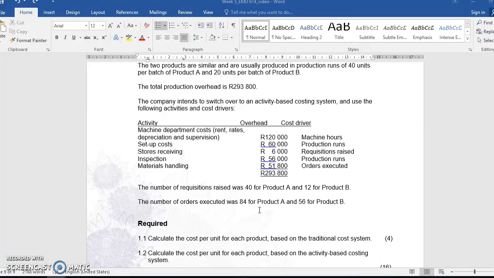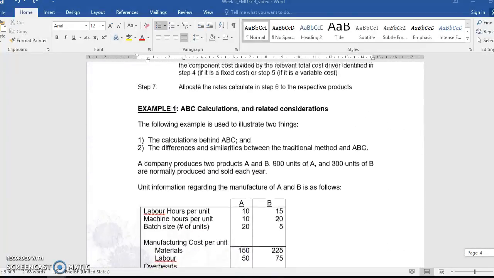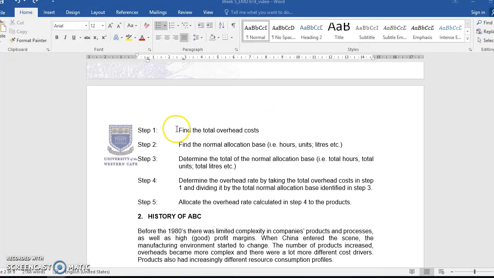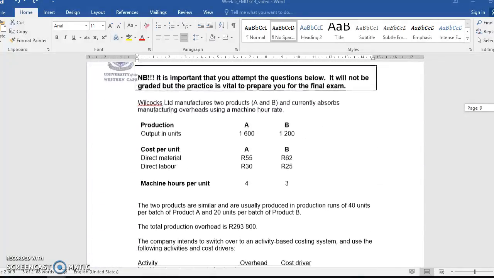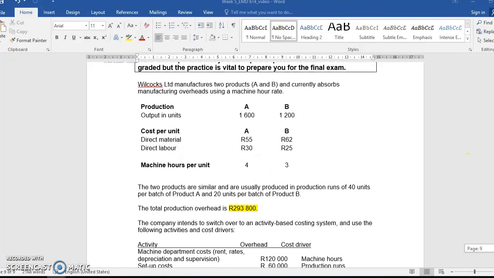In this video I'm going to run through the traditional cost system, and I just want to remind you of the steps, which are in your notes right up front. Step 1, find the total overhead costs. The total overhead costs in this question is 293,800. So that's step 1. Step 2 is, what is the normal allocation base, or how do they allocate overheads? They're telling us it's based on machine hours.